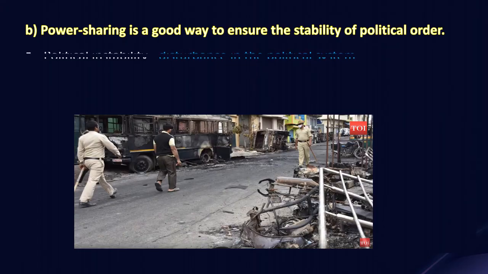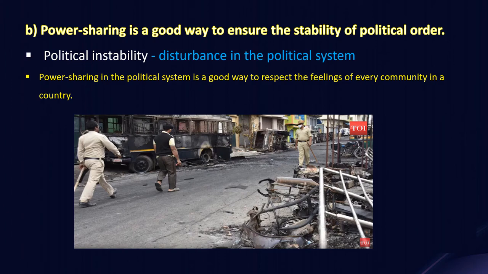Political instability means disturbance in the political system or a situation in which the government would not function properly or the economy might collapse in a country. Thus, power sharing in the political system is a good way to respect the feelings of every community in a country and ensure the stability of political order.